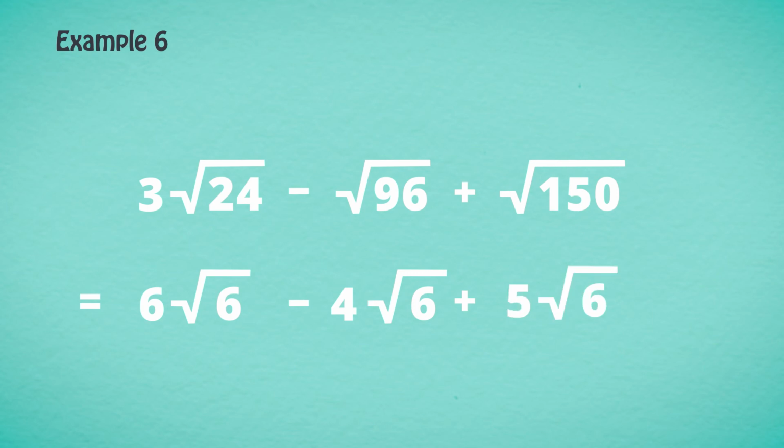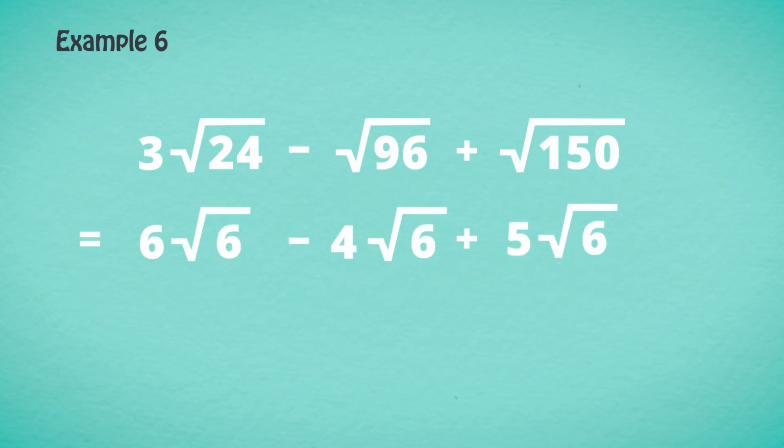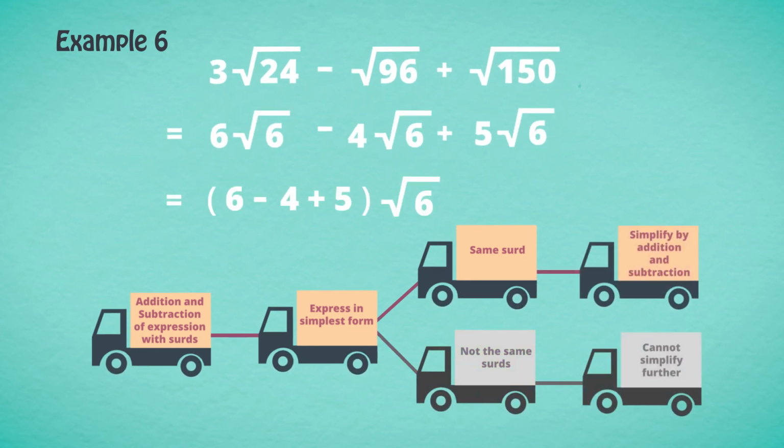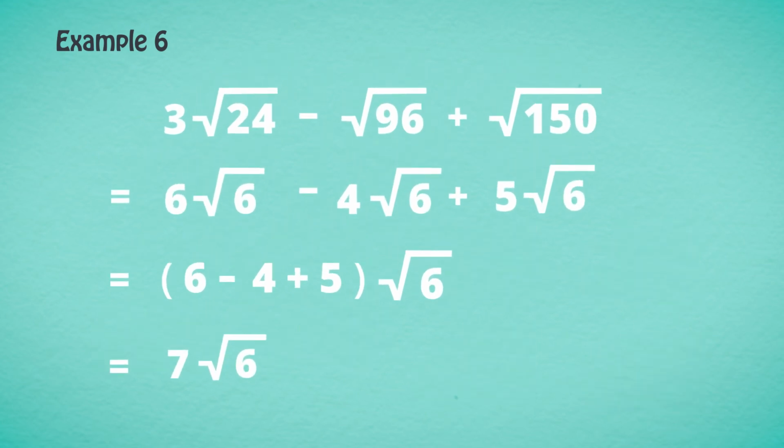What's next? Yes, let's check if the surds are the same now. As you can see, they are the same. Finally, we can simplify the expression to get 7 times square root of 6.